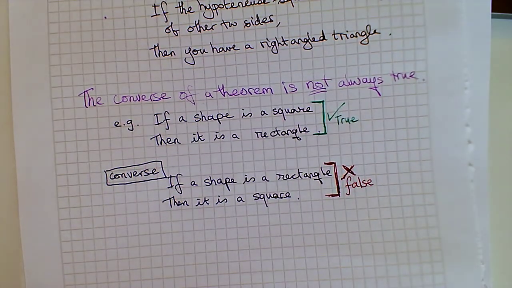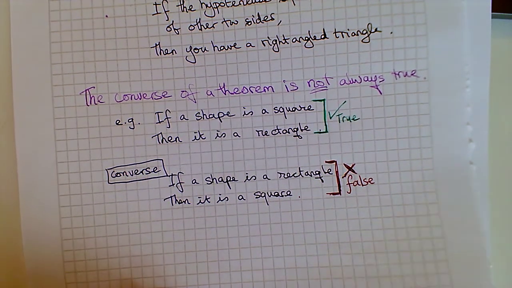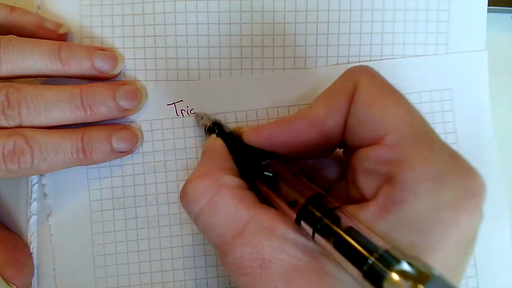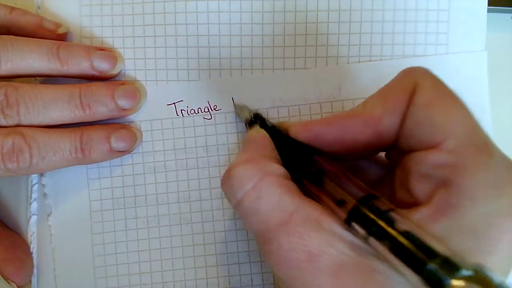Okay, right. So let's look at some important theorems that we have about triangles. We're going to start to look at triangle theorems.